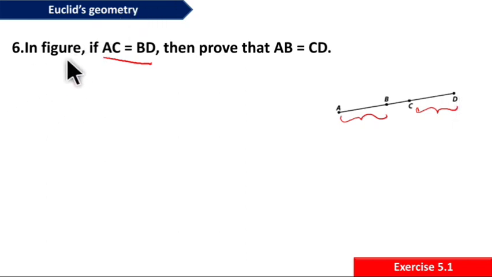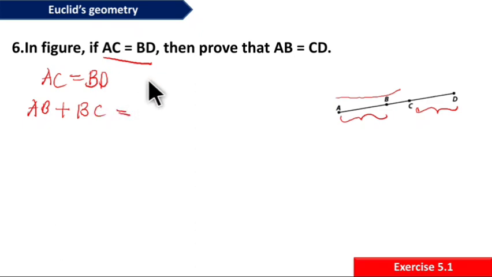First write down the given points. AC equal to BD. Now what is AC here? AC is AB plus BC, right? So we can write AC as AB plus BC. Then what is BD? BD is BC plus CD. So BD is BC plus CD.